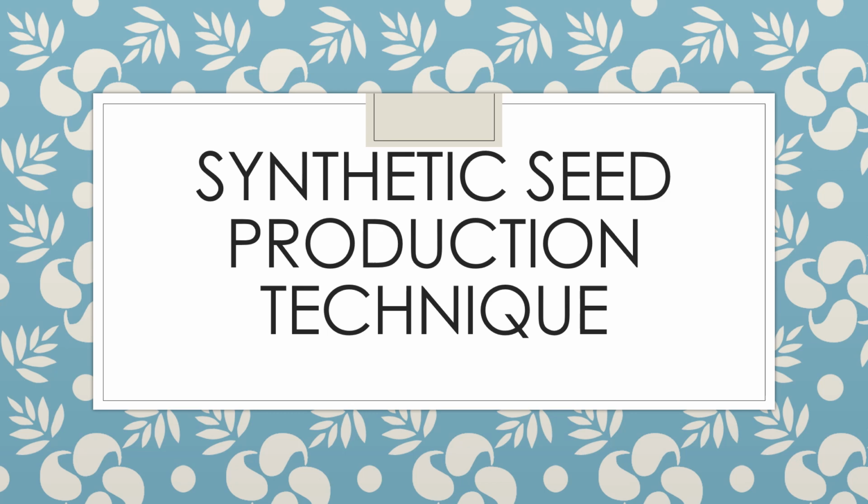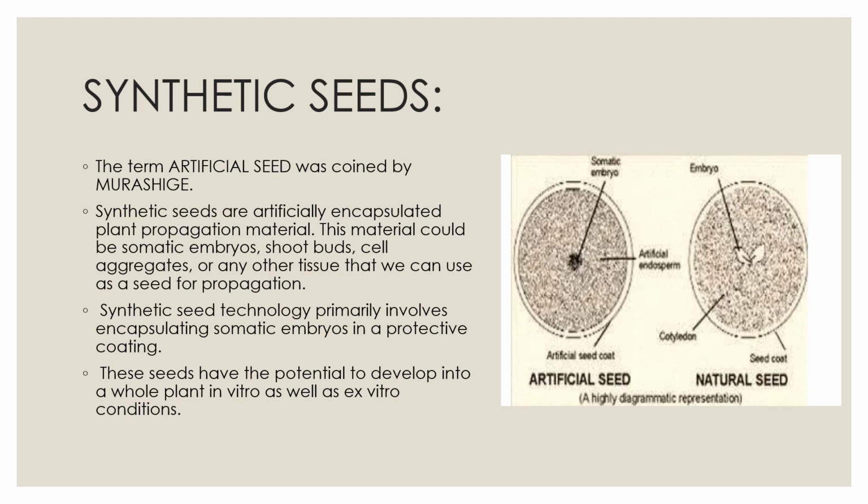Now what I'm going to present here is synthetic seed production techniques. Let's move on to the next slides. Synthetic seeds, otherwise known as artificial seeds, was first coined by Murashige. Synthetic seeds means artificially encapsulated plant propagules. It may be somatic embryos, shoot buds, cell aggregates or any other tissue that can be used as a seed for propagation.